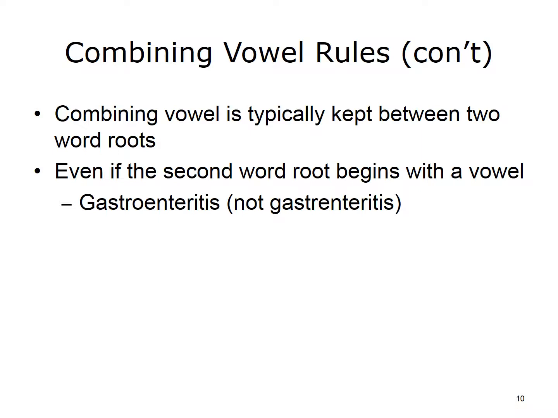This next rule deals with using a combining vowel between two word roots. We typically will use the combining vowel between two root words even if the second word root begins with a vowel. The example used is gastroenteritis. The first word, gastr, means stomach. The second root word is enter, which means pertaining to the intestine. The last part of the word is itis, which means inflammation.